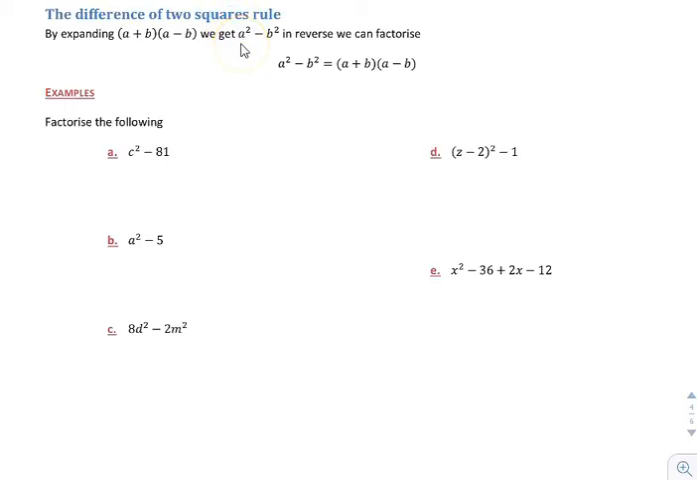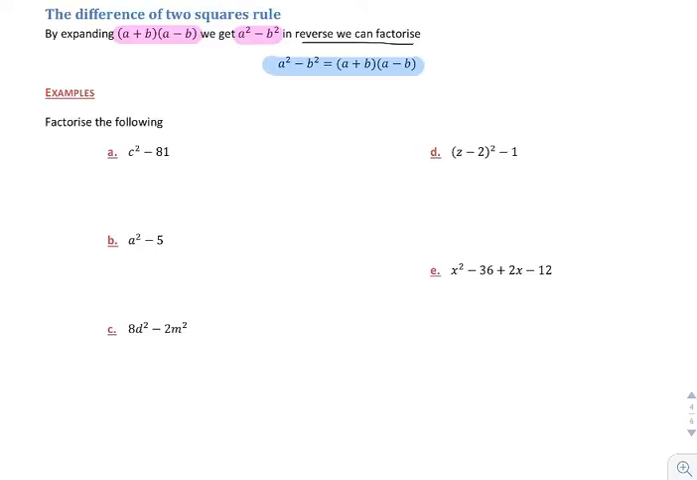Now, in reverse, because we know that when you expand this, you get this, we can actually say that when you factorize this, you will get (a plus b)(a minus b). So we're saying that to factorize difference of two squares, a squared minus b squared is equal to (a plus b) times (a minus b). So this property is how we factorize using the difference of two squares.